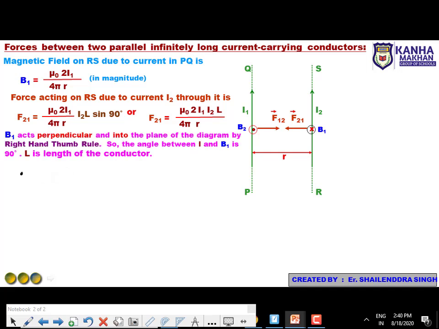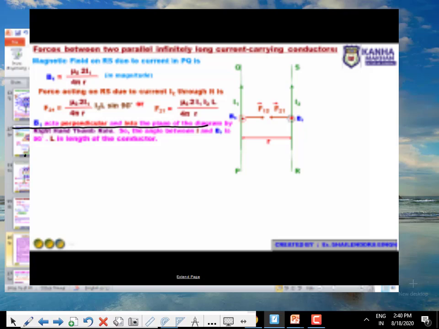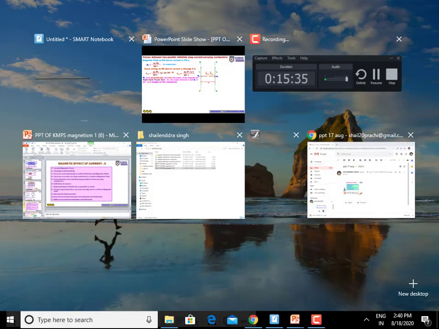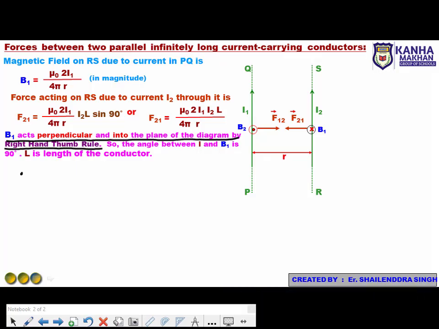B1 acts perpendicular and into the plane of the diagram by the right hand thumb rule. So the angle between current and the magnetic field is 90 degrees and L is the length of the conductor. So therefore you will find the result.